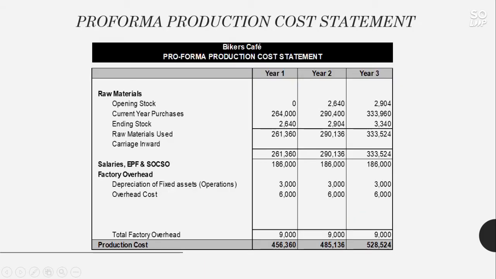For our pro forma production cost statement, the production cost for year 1 is 456,360, and then it increased to 485,136 at year 2, and it increased to 528,524 at year 3.